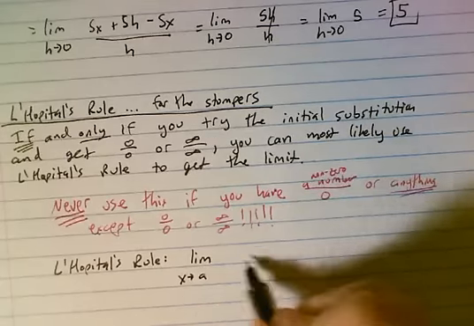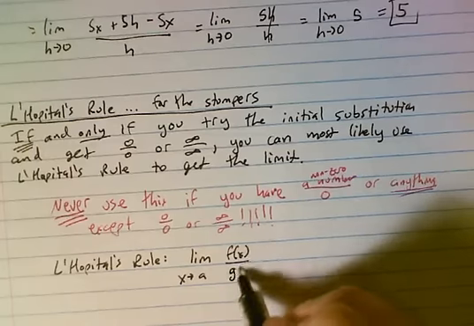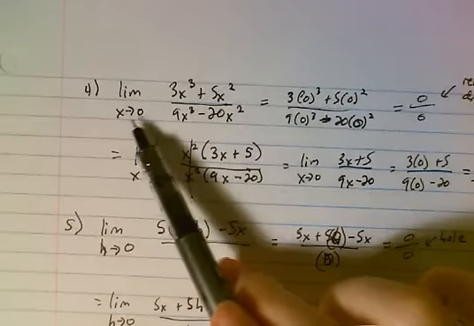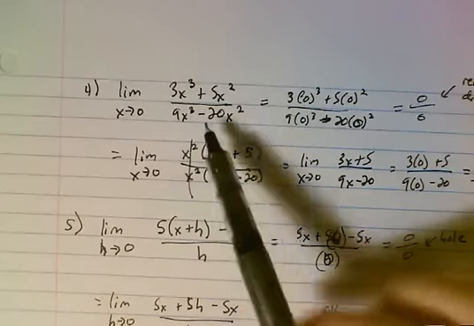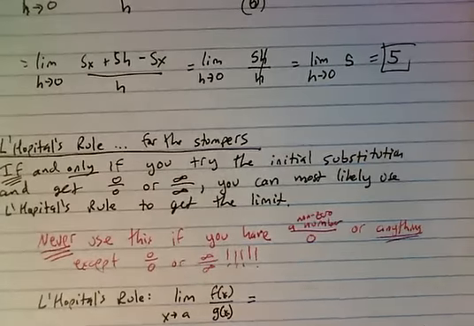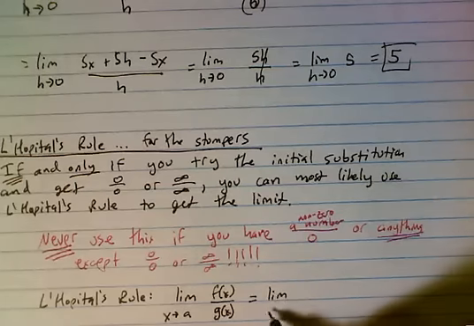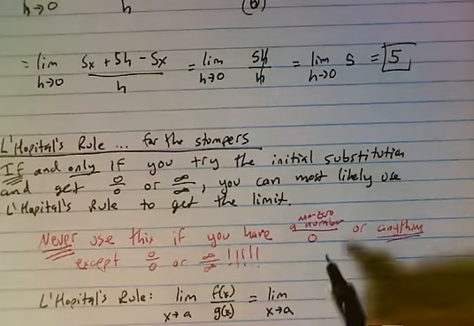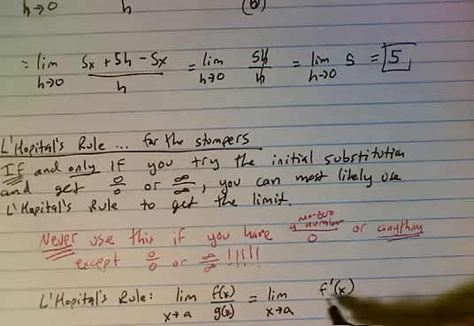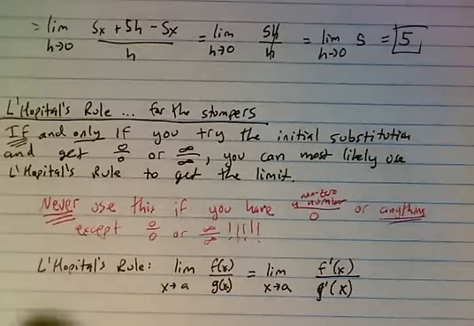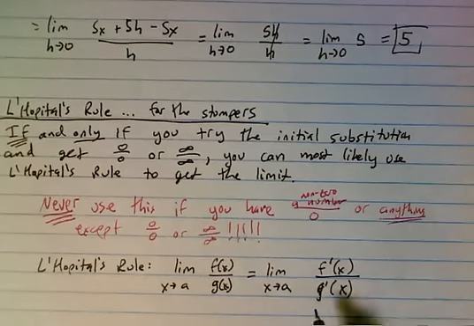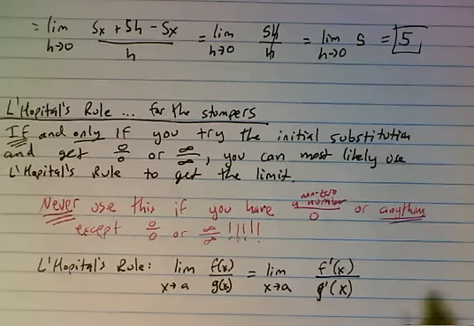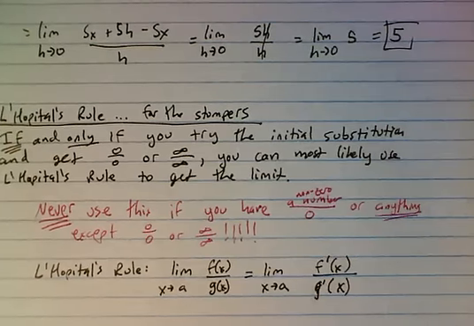The limit as x approaches a of f of x over g of x. So if we were looking at something like here, where we've got x approaching some number, we've got some function over some other function. It turns out that that is the same as if you take the limit as x approaches a of the derivative of the top divided by the derivative of the bottom function. Note, this is not the quotient rule. It is not f prime g minus fg prime over g squared. It is not really parallel to anything else we've seen before. It's its own separate thing.